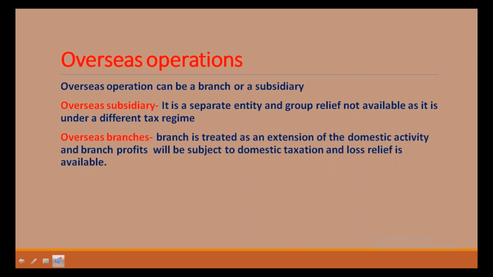So an overseas branch is treated as an extension of the domestic activity, and branch profits are subject to domestic taxation and loss relief is available because it's part of your UK profits. So you can claim it even if there's a real loss, you can claim it.